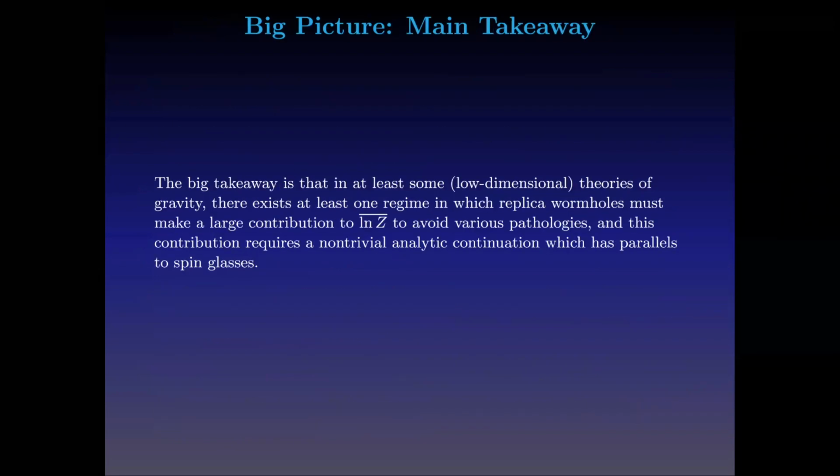So the main takeaway is that at least in some low-dimensional theories of gravity, there is at least one regime in which replica wormholes must make a large contribution to log Z to avoid various pathologies. And this contribution requires a non-trivial analytic continuation, which has some parallels to spin glasses. So this is the main takeaway, and now I'm going to go through some of the more computational details.